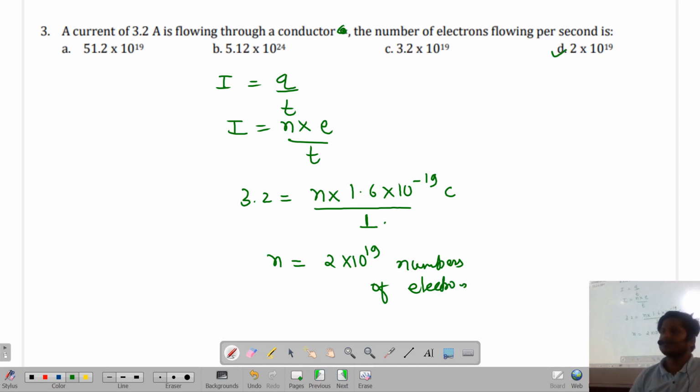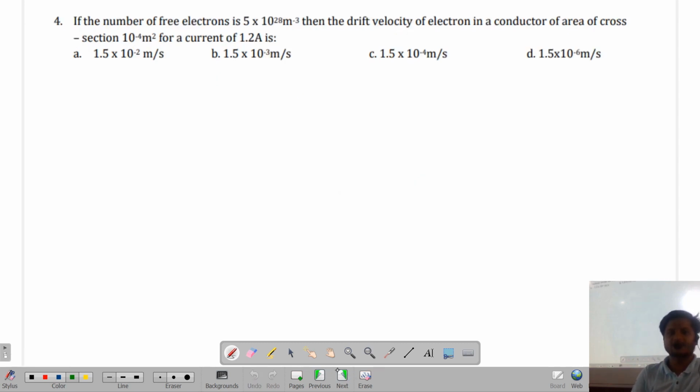Everyone, how many have done it correct? Good, it's increasing. Can I move to next question? Question number 4. Solve this question. What happened?